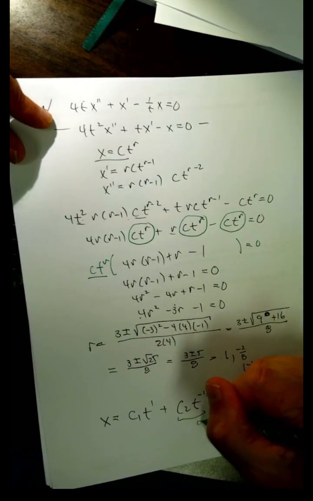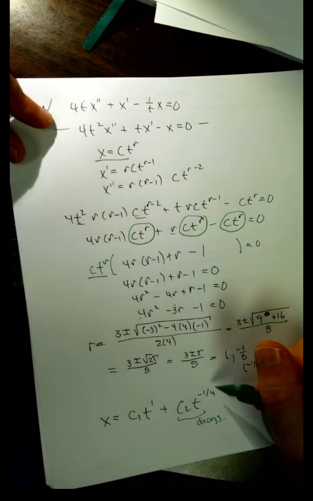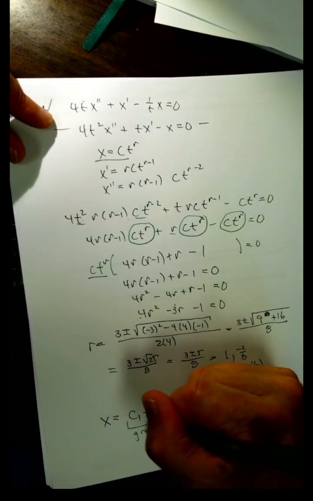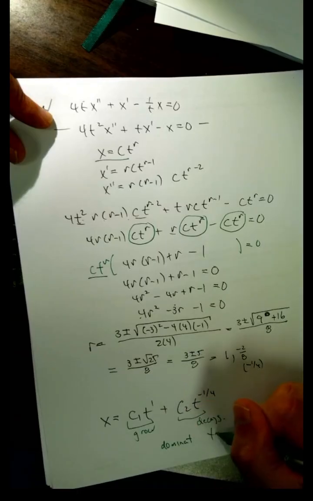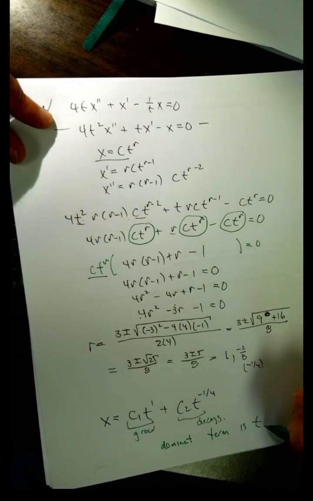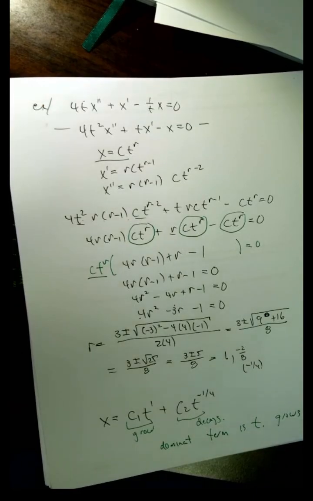So this term decays. As t gets really big, that's going to slowly go to 0. And this is going to grow. So my dominant term is t. So my solution grows like t.